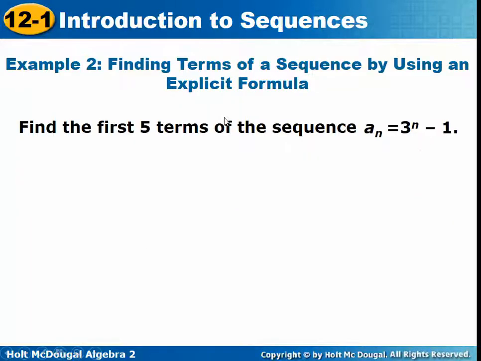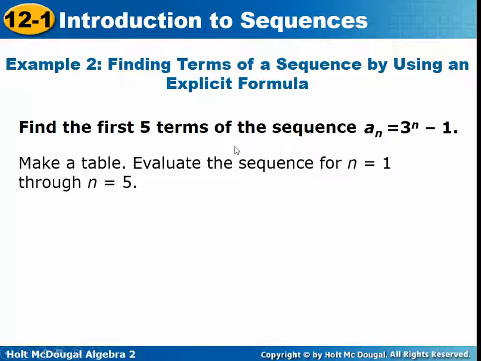All right, now we're going to use an explicit formula. So instead of looking for the term or needing to know the term before it, with this formula we can just find any term that we need to. And they're not going to tell us what a sub 1 is. We've got to find a sub 1 along with our other ones. So in this formula, we have a sub n equals 3 to the nth power minus 1. So the first thing that we're going to do is find what we get when n equals 1.